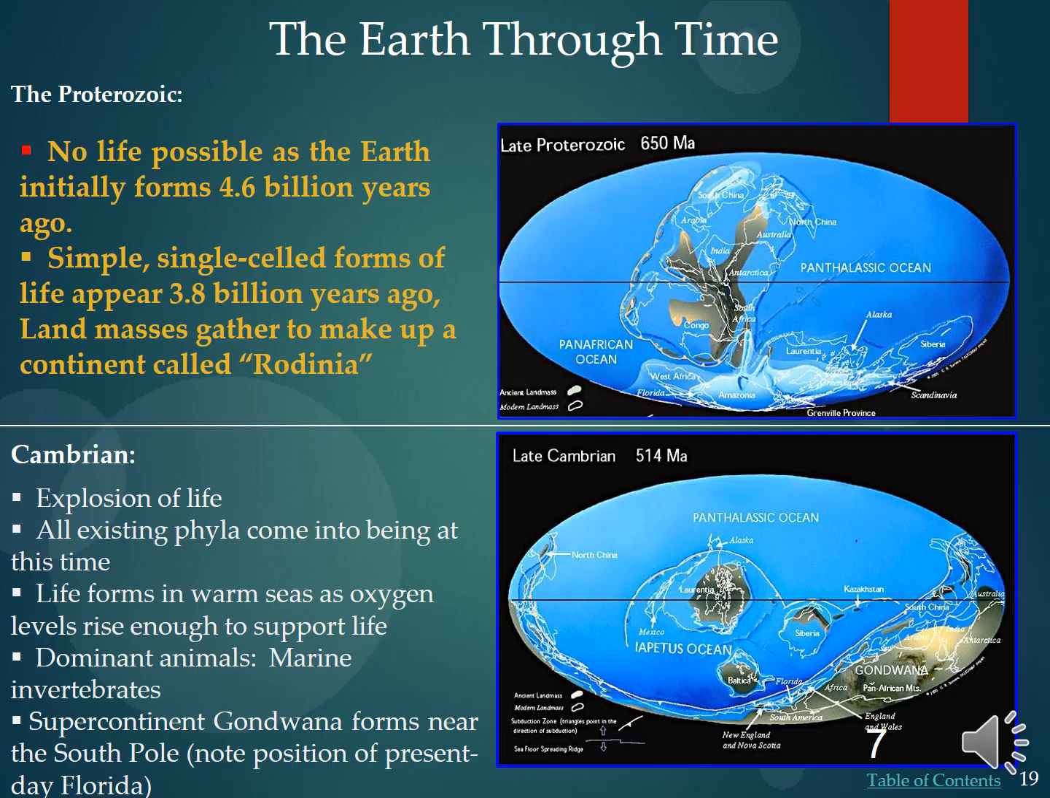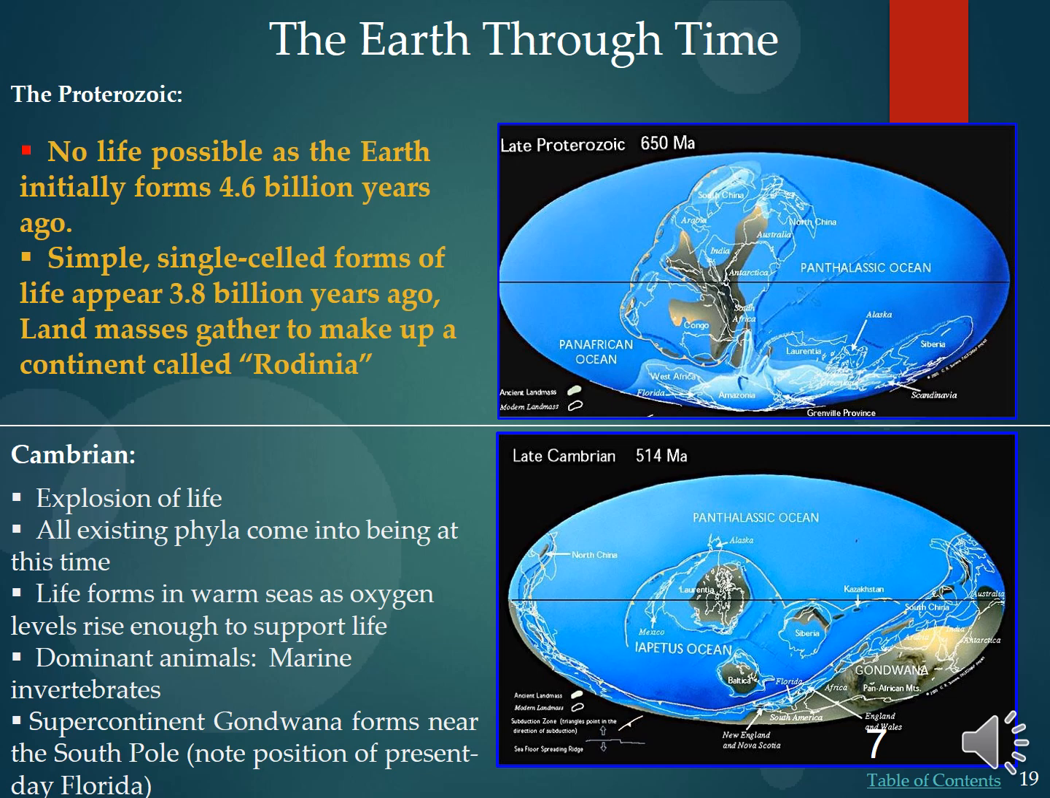Looking at the earth through time, the beginning is what we call the Precambrian, when life was not there, from 4.6 billion years ago. Simple single-celled forms of life appear 3.8 billion years ago. Land masses gathered to make up a continent called Rodinia. Then the Cambrian, the explosion of life, when all existing phyla came into being. Life forms in warm seas as oxygen levels rise enough to support life, and the dominant animals, mostly marine invertebrates, developed.